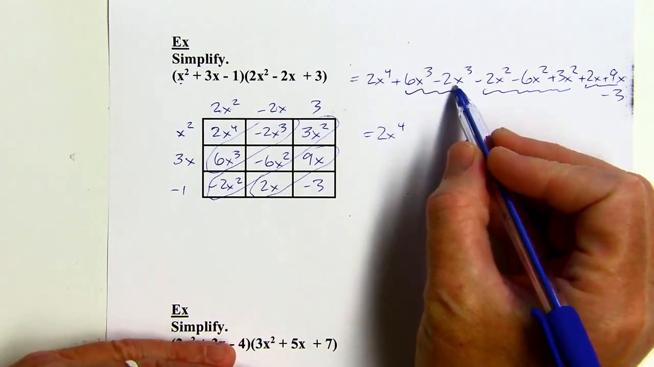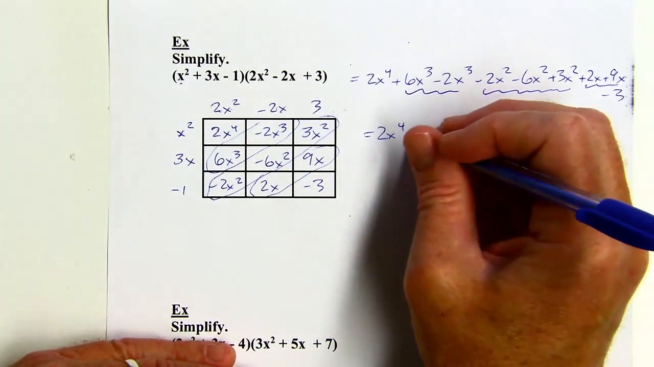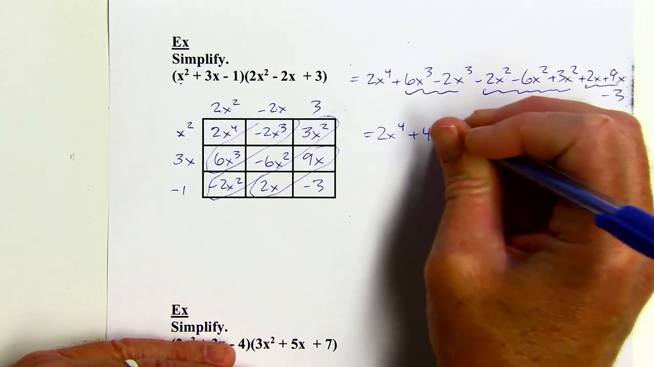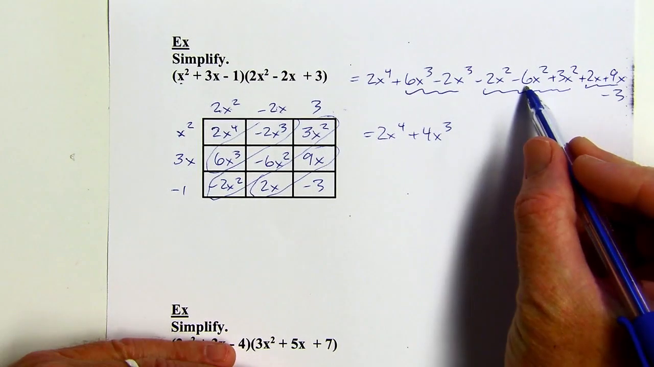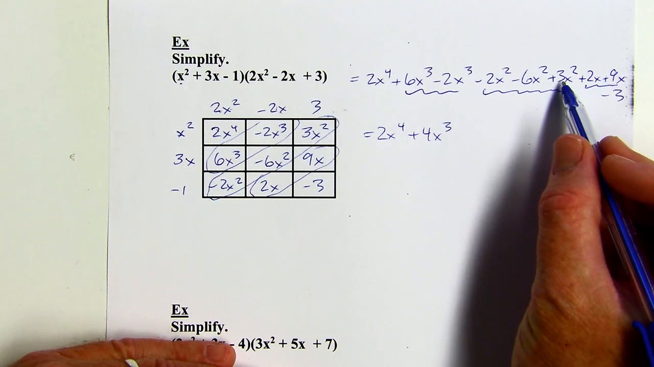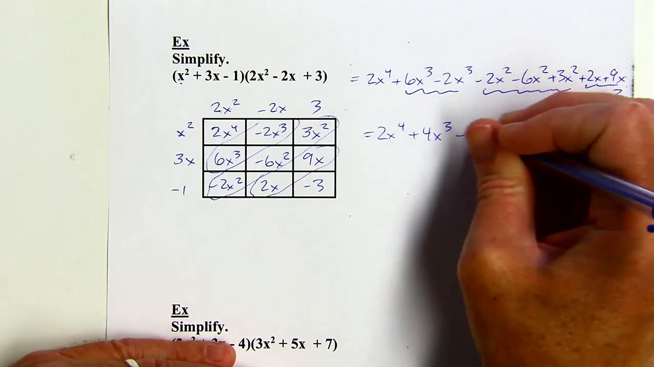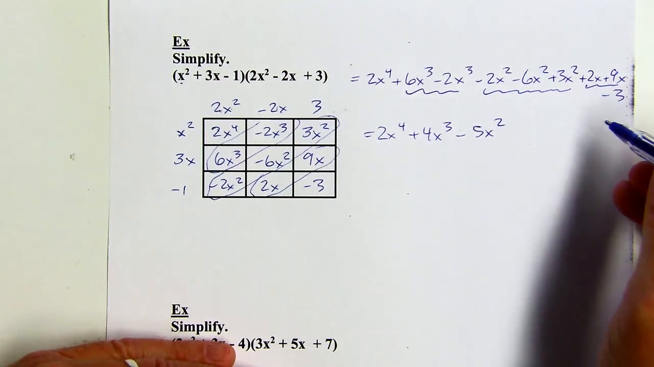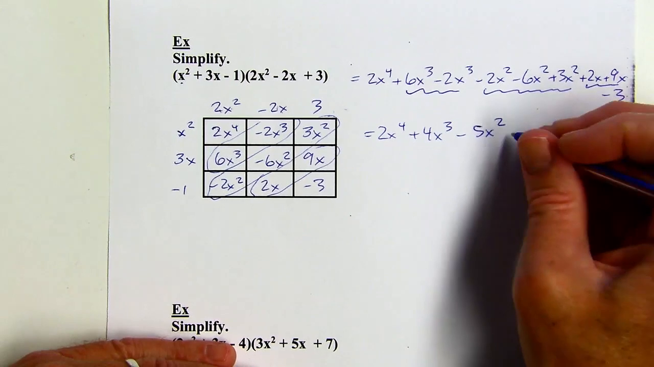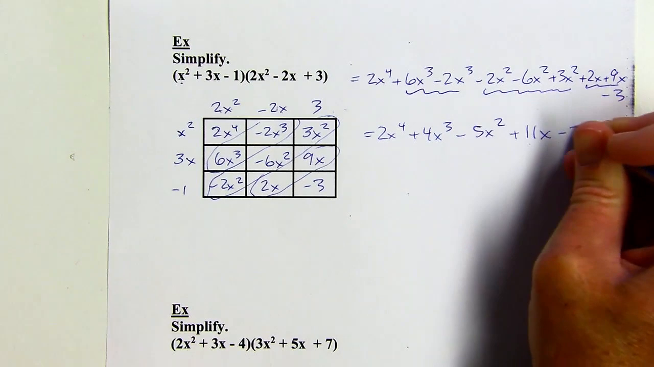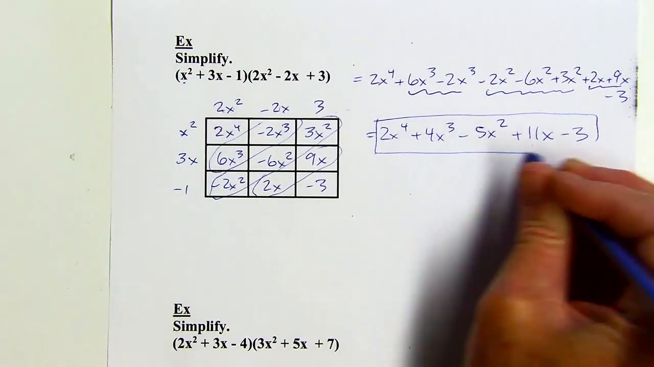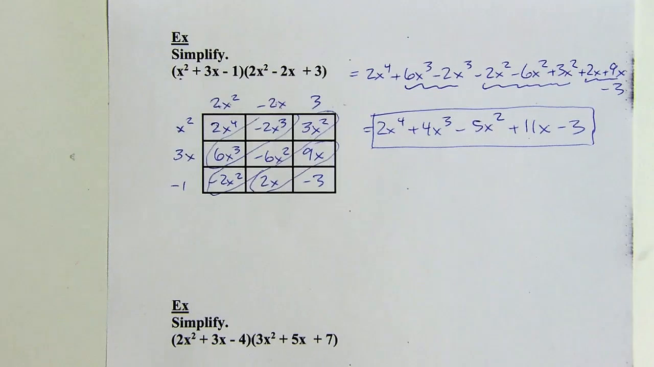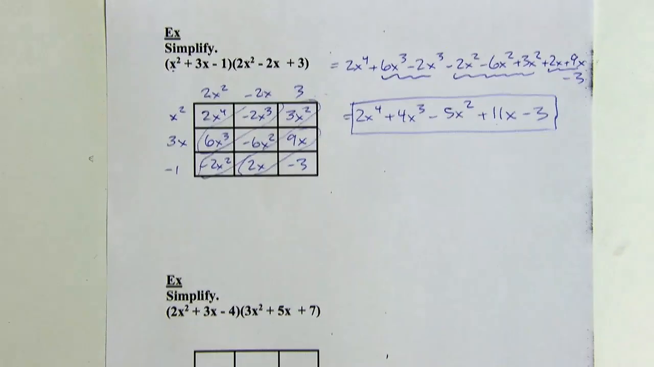So 6x to the third minus 2x to the third would be 4x to the third. And let's see, negative 2 minus 6 would be negative 8. But then we add 3, so that's negative 5. So this is negative 5x squared. And then 2x plus 9x is 11x. And there is our solution. Okay, all right, let's try one more.